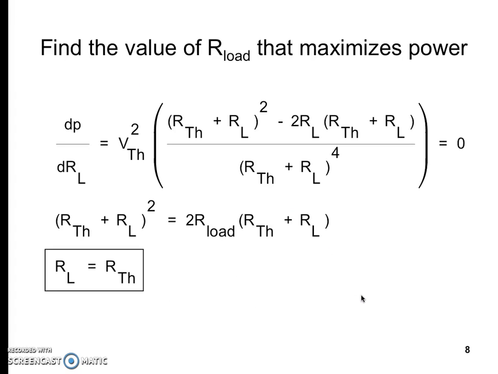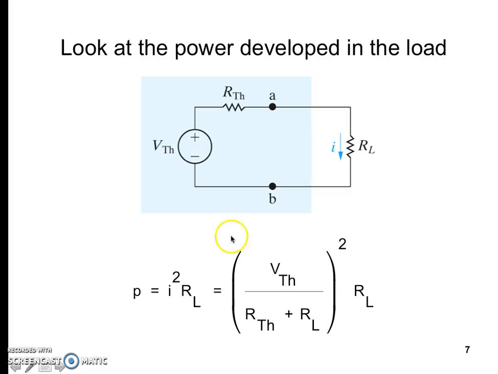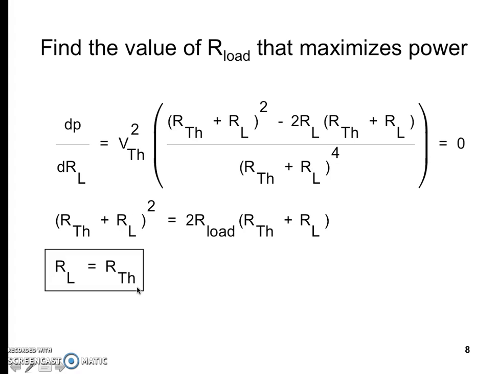Now to find the value of the load resistance that maximizes power, what we need to do is that we have to differentiate this power expression. So we are doing dP by dRL. We are getting this, and we have to equate it to 0. So we are equating it, and after certain simplifications, we will get the expression that RL is equal to RTH.